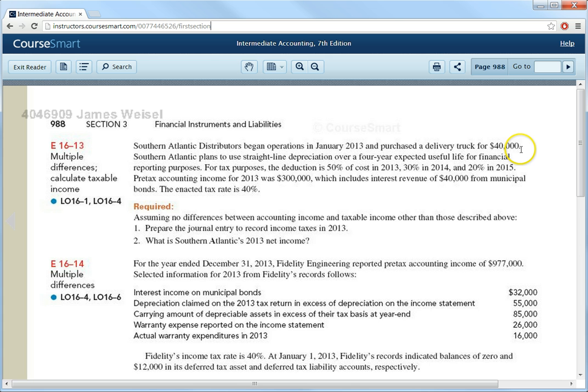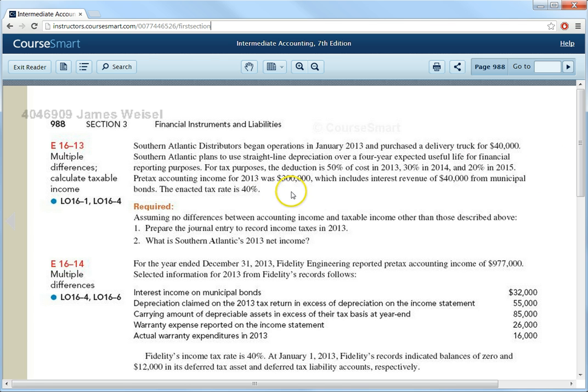They bought a delivery truck for $40,000, and they plan to use straight line depreciation for financial purposes, for GAAP purposes. But the MACRS depreciation rates are listed here. So for example, they get a 50% deduction of cost basis in the first year, 30% in the second year, 20% in the third year. So even though the useful life is 4 years, for tax purposes it'll be fully depreciated after 3 years. For GAAP purposes, we will be depreciating $10,000 per year for 4 years.